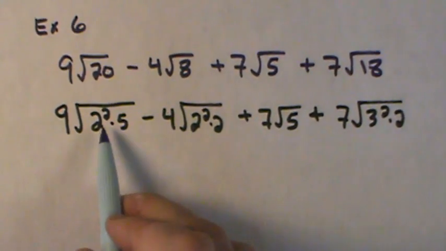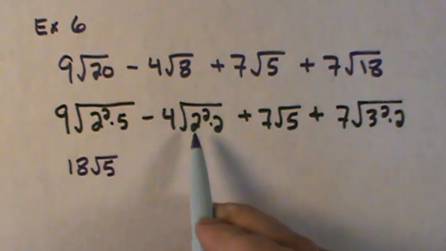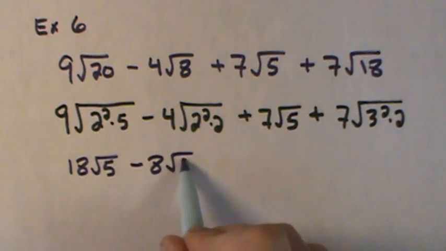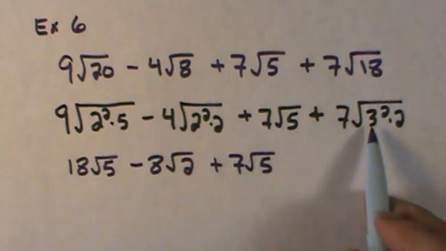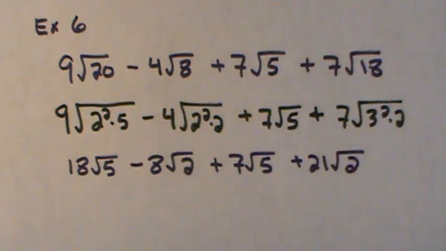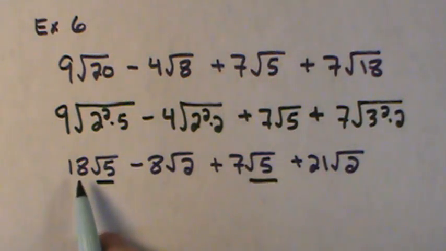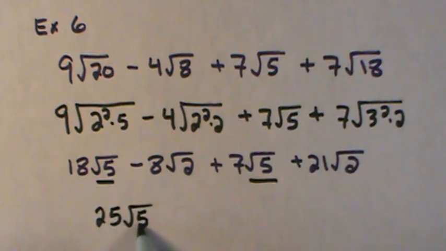And then I look to bring these partial squares out. As I bring these squares out, 2 times 9 becomes an 18 radical 5. 2 times 4 becomes a negative 8 rad 2. Third term does not change. Fourth term, I could bring the 3 out. 3 times 7 is 21 rad 2. And now I'm looking to add and subtract like labels, like critters. I see that these radical 5's are the same critter, the same label. So 18 plus 7 would be 25 radical 5's. That permits me to add those coefficients.